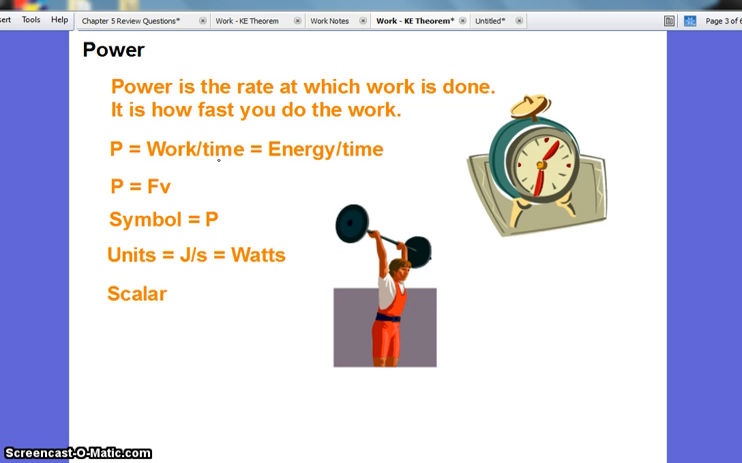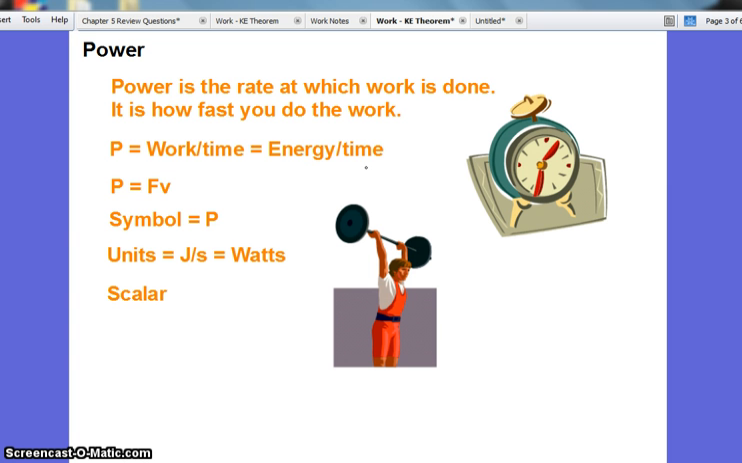But remember that energy is the ability to do work, so energy and work are related. Work creates energy, and energy can be converted back into work. So they are equivalent in most circumstances. And so the power is also the amount of energy used per unit time.